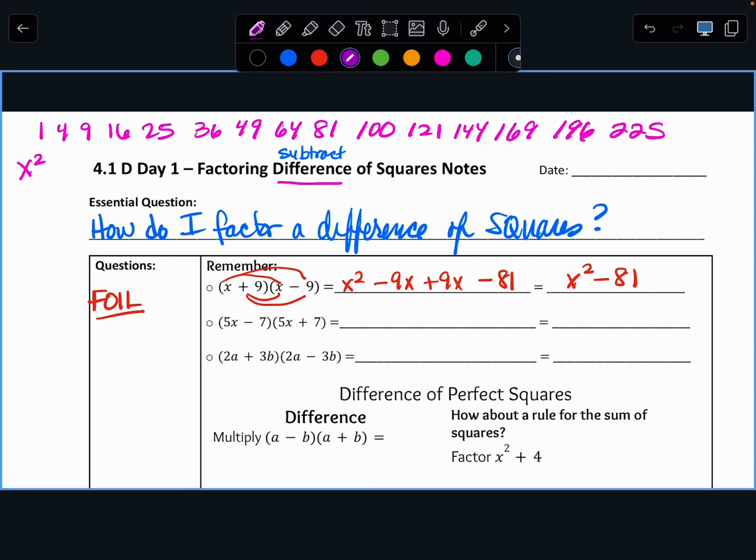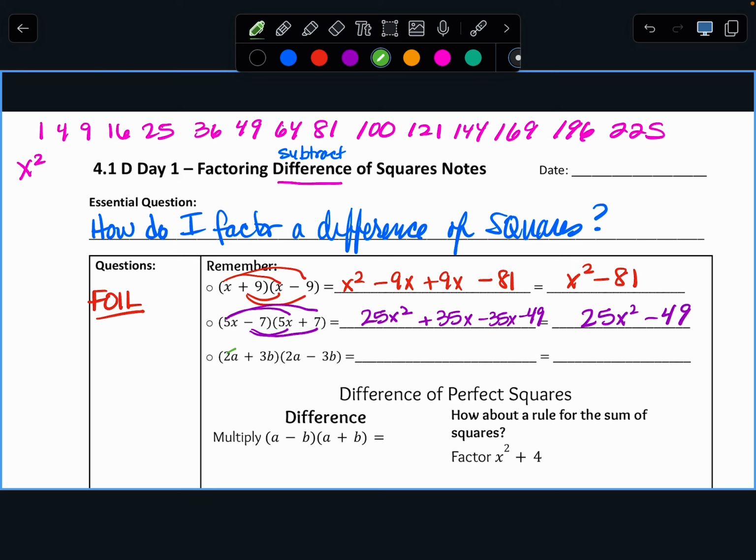For the second one, 5x times 5x, that's 25x squared. 5 times positive 7, that's plus 35x. Negative 7 times positive 5 is negative 35x. And negative 7 times positive 7 is negative 49. Again, when I combine like terms, I have 25x squared minus 49 because the middle terms cancel.